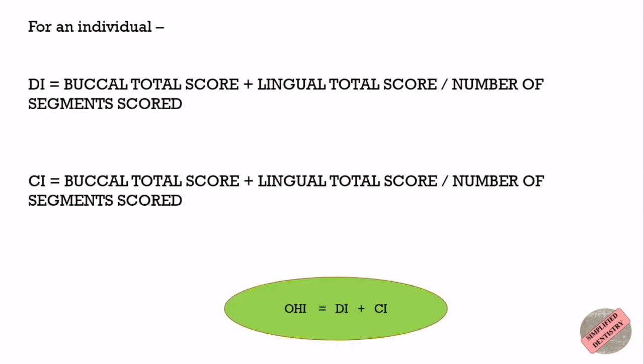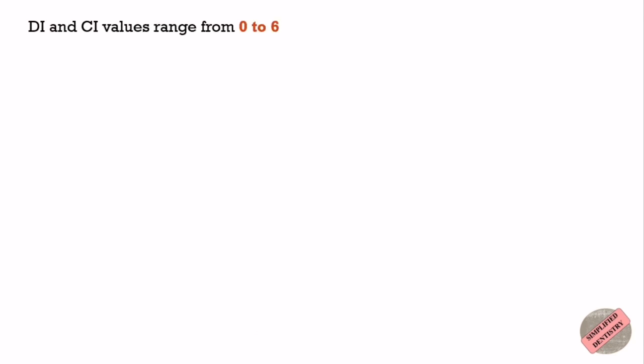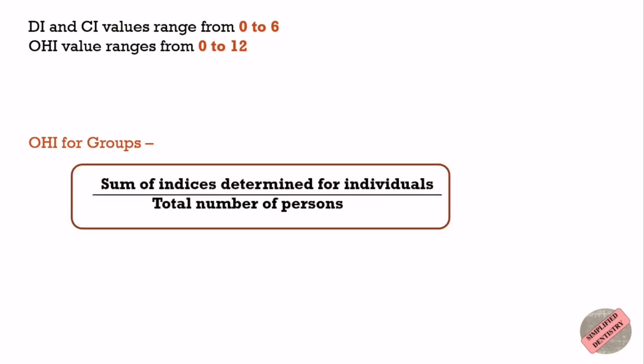And then oral hygiene index is calculated by simply adding up the debris index and the calculus index. Debris index and calculus index values range from 0 to 6, and since oral hygiene index is the total of debris index and calculus index, its value ranges from 0 to 12. In case you have to calculate the oral hygiene index for a group, then you have to divide the sum of indices determined for individuals by the total number of individuals.